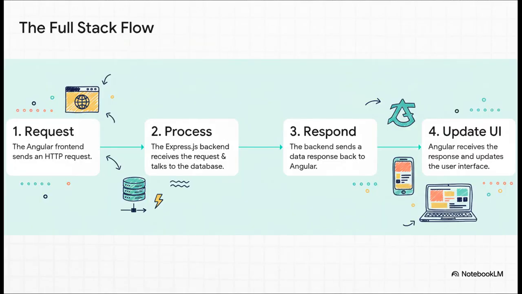And here's how that conversation between the two sides actually plays out. It's a constant back and forth. So, step 1, your Angular front end sends an order to the kitchen. That's what we call an HTTP request. Step 2, the back end, maybe using something like Express.js, gets that order, heads to the database to grab the ingredients, and cooks up what you asked for. Step 3, the back end sends the finished dish, the response, back out to the dining room. And finally, step 4, Angular takes that data and instantly updates what you see on your screen. This little dance happens thousands of times in any modern app you use.